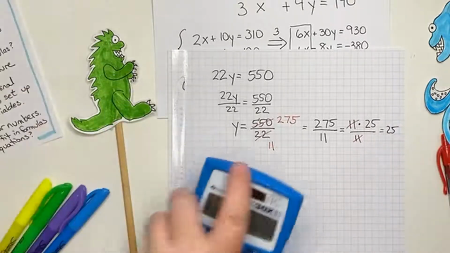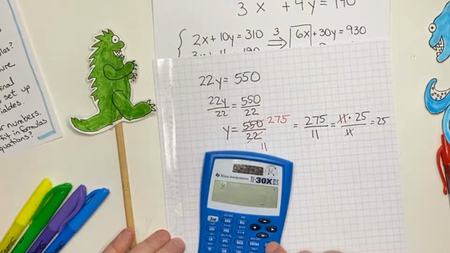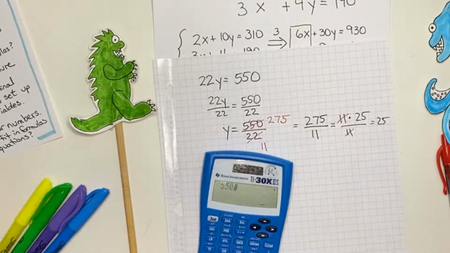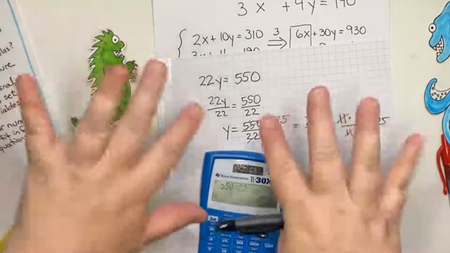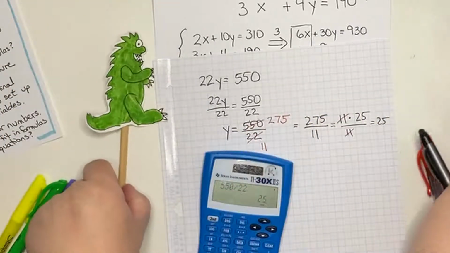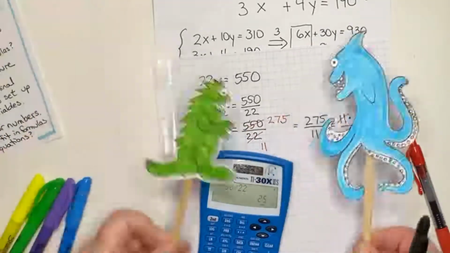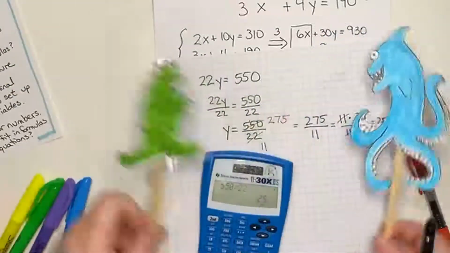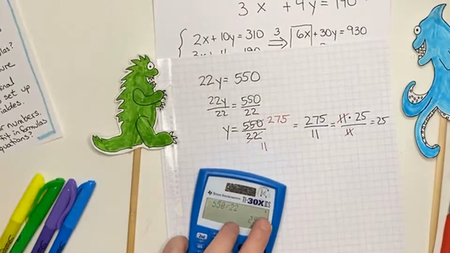Now, I'm going to check that. 550 divided by 22 equals 25. Ooh, yay! Dance party, guys. The final countdown. Okay, so are we done?